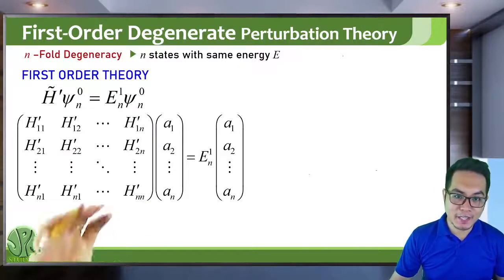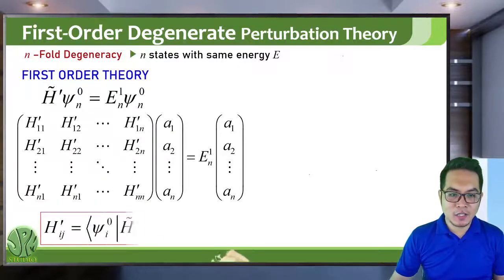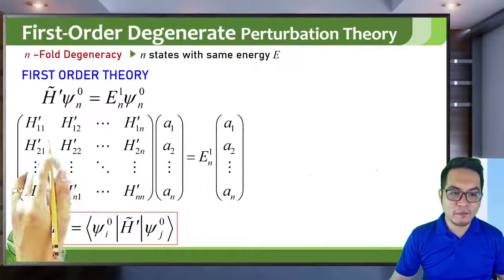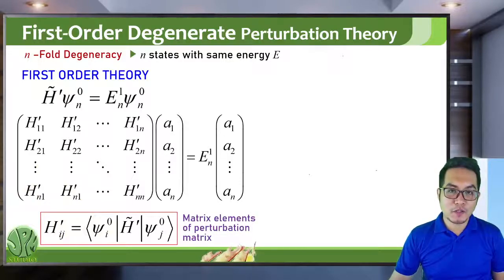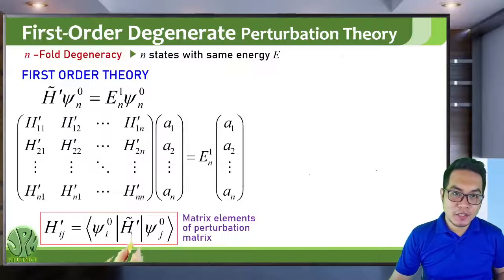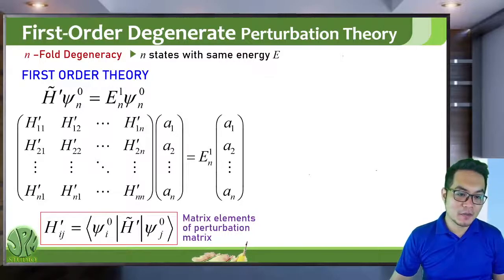Now in this case, this is n-fold degeneracy. There are n states with the same energy E. So to solve for En1, you need to solve for the matrix elements of your perturbation matrix, and you do that by sandwiching the perturbation matrix with respect to the degenerate states psi I0 and psi J0.